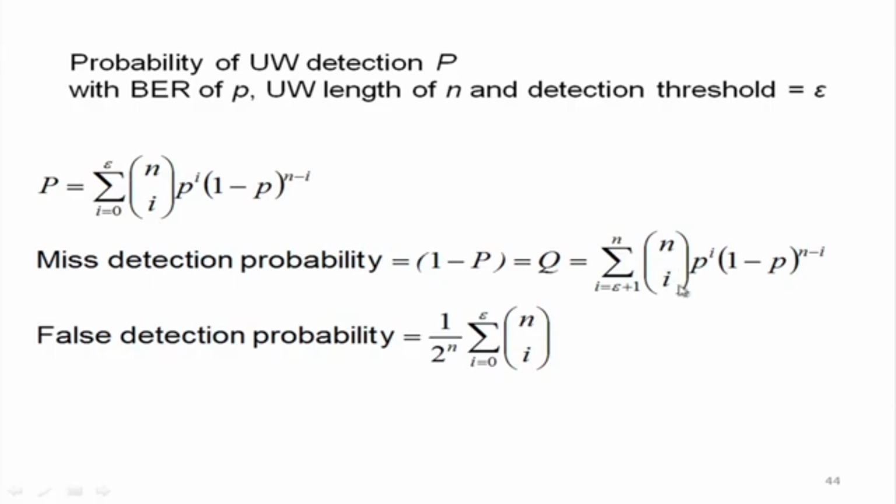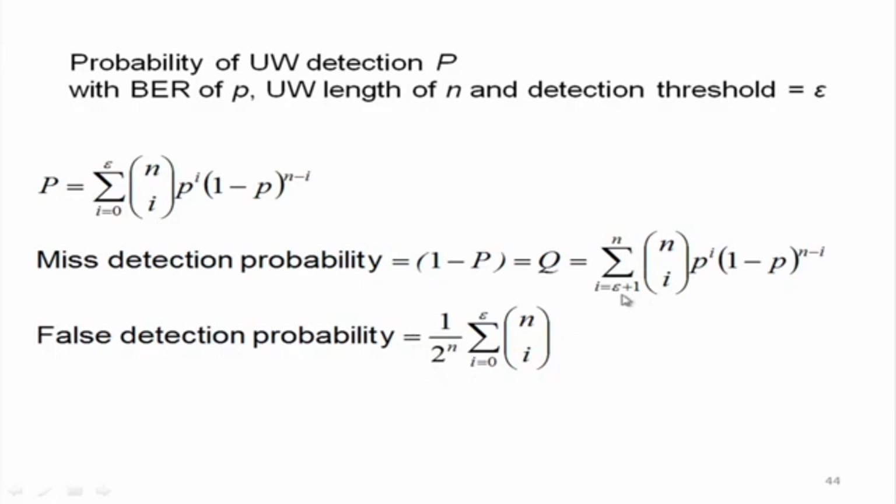And nCi, where small p is the probability of BER: p to the power i, times 1 minus p to the power n minus i. And the probability of false detection is 1 by 2 to the power n, with i from 0 to epsilon if you have epsilon tolerance, and nCi. So, based on the probability of misdetection, we have reduced the probability of false detection.